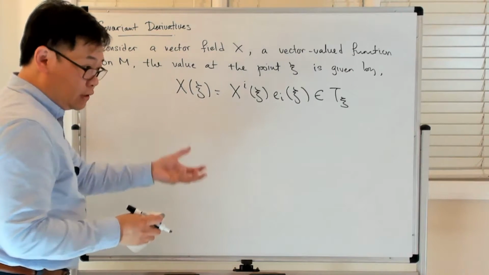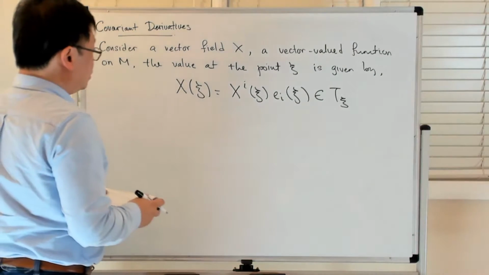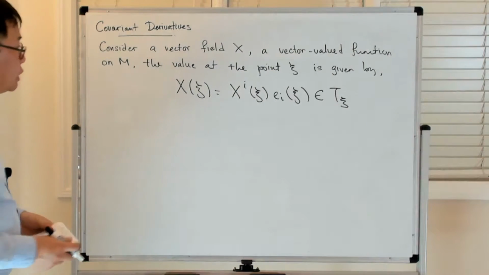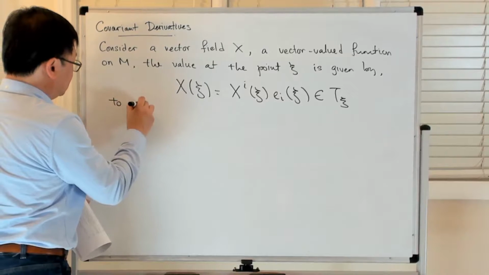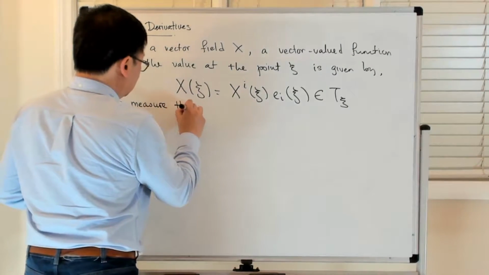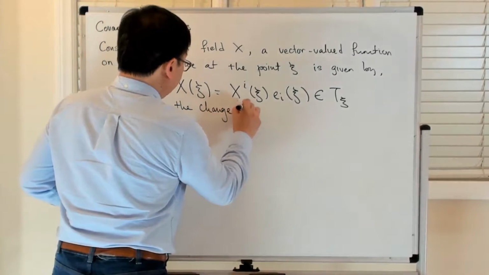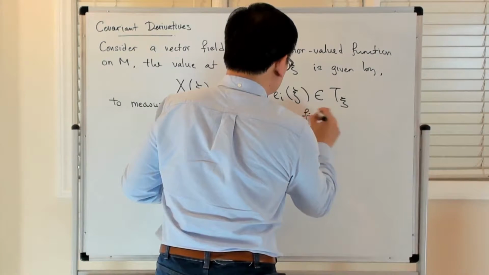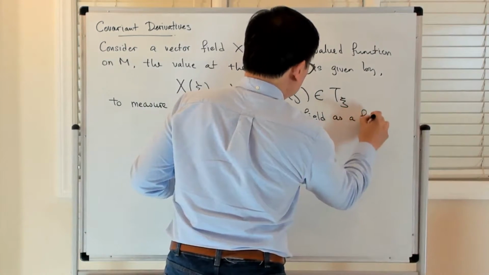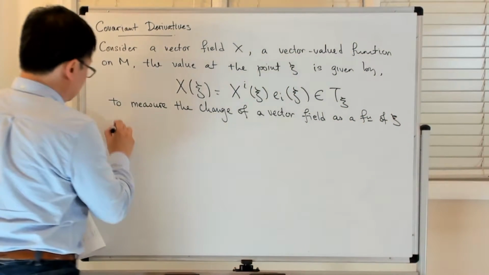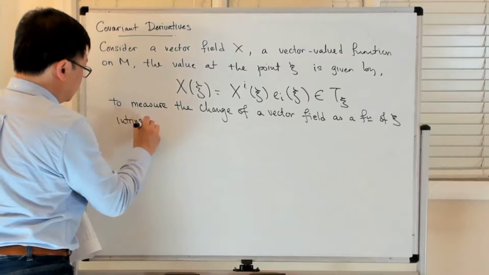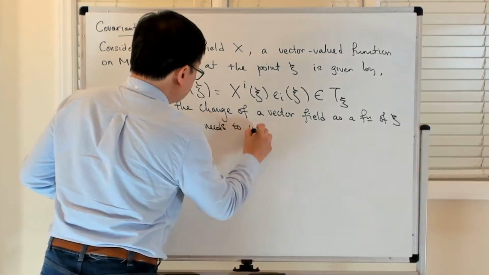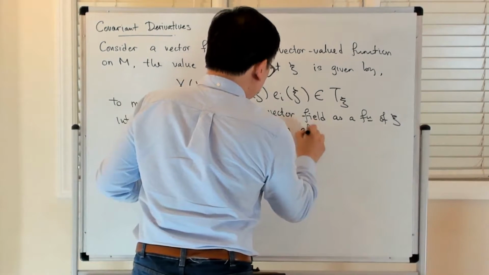All right. So when you have a vector field, you want to evaluate this sort of change in the vector field as your base point changes. And it turns out that the way to do this evokes the use of an affine connection. So to measure the change of the vector field as a function of the base point intrinsically, one needs to use an affine connection.